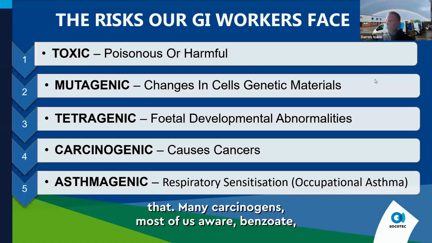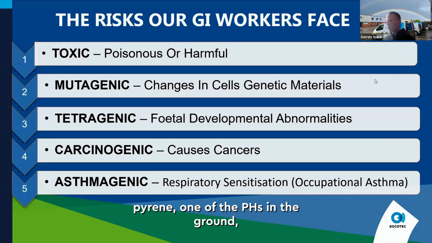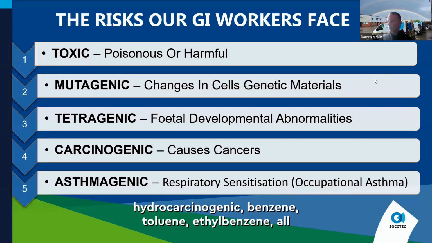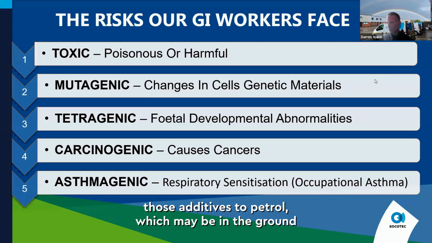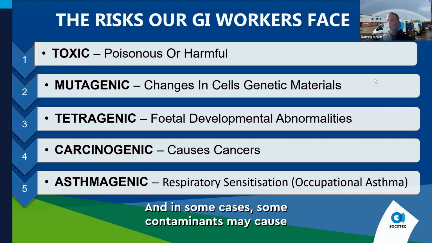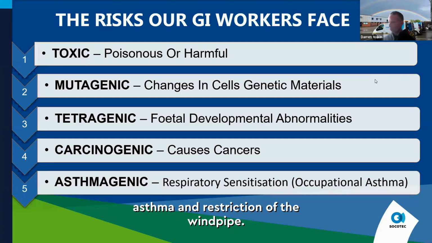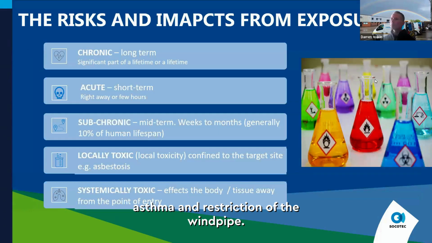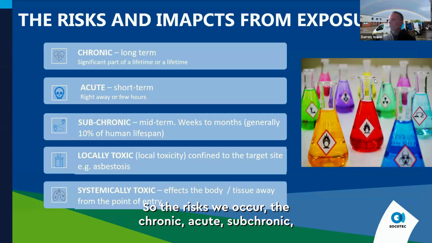Many are carcinogens, as most of us are aware: benzo(a)pyrene, one of the PAHs in the ground, is highly carcinogenic; benzene, toluene, ethylbenzene, all those additives to petrol, which may be in the ground, that we may inhale. And in some cases, certain contaminants may cause respiratory sensitization, resulting in occupational asthma and restriction of the windpipe. So, those are the risks we incur.